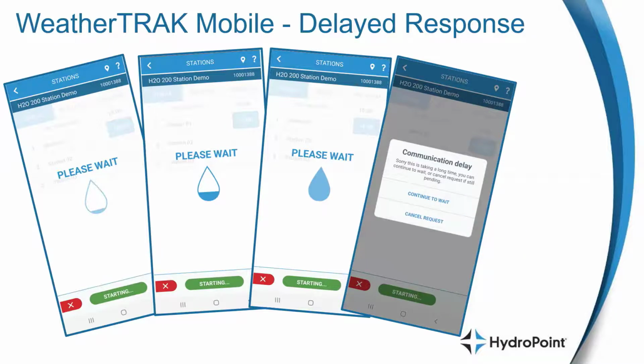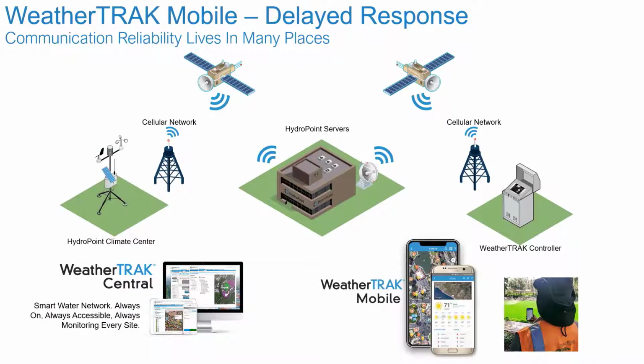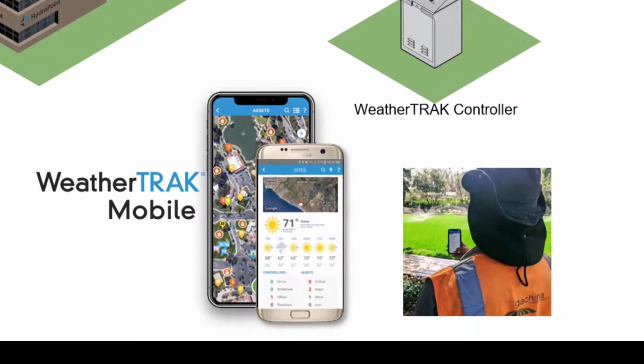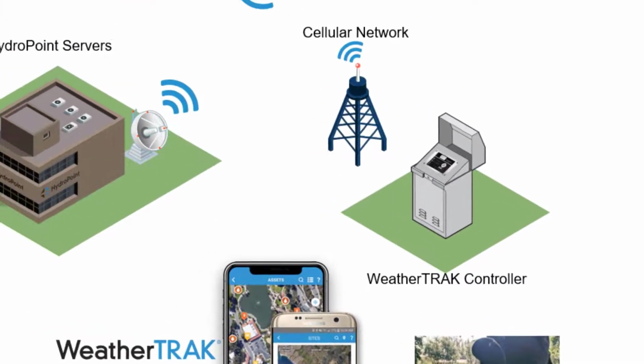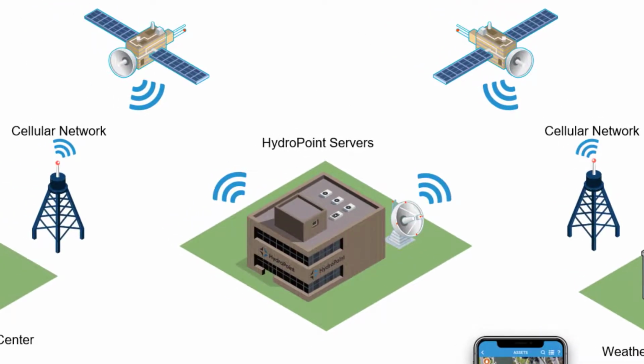So if you're troubleshooting a bad connection, it's important to understand that communication reliability lives in many places. There are many points of communication in this process. And we need to figure out what's causing the delay in response, whether it's the communication signal from your phone, the communication signal from the controller, or the communication signal from the HydroPoint servers.